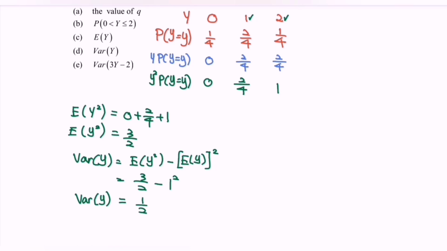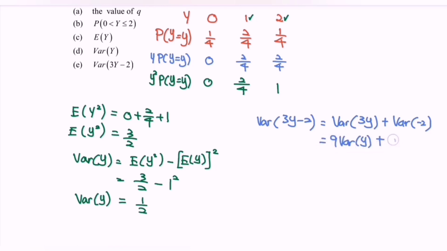Continue. Next, we have the variance of 3y minus 2. Based on the definition, we have variance of 3y plus variance of negative 2. So in here we have 9 variance y plus 0. So 9 multiplied with 1 over 2, so we will have 9 over 2 for the variance of 3y minus 2.